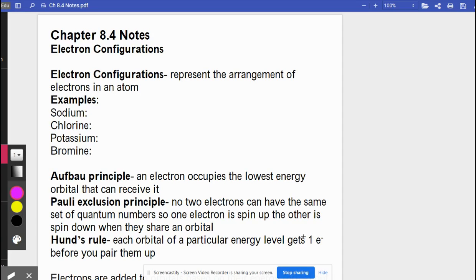Hello, today we're going to go over Chapter 8.4 in AP Chemistry on electron configurations. An electron configuration is just a way to represent the arrangement of electrons in an atom. It tells us where the electrons are outside of the nucleus. So, some examples: for sodium, it has 11 electrons.